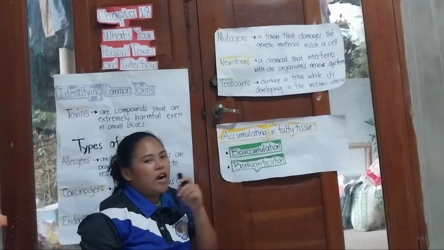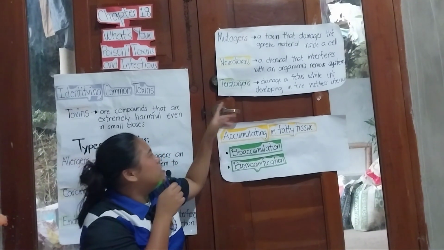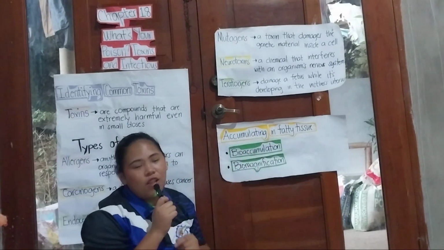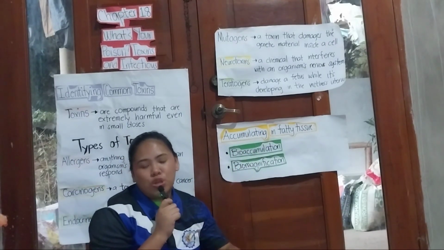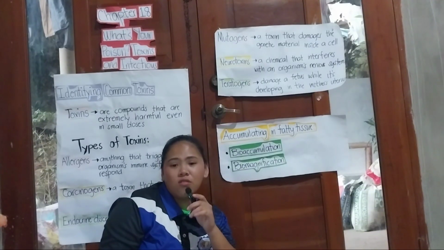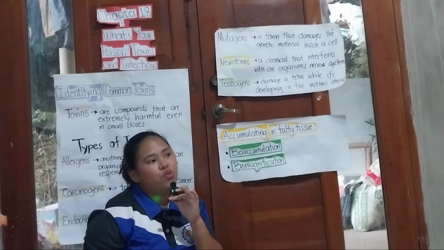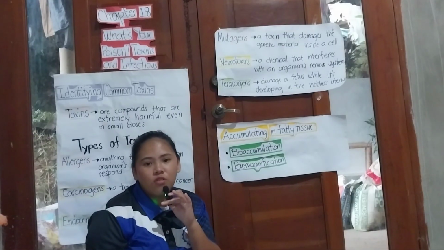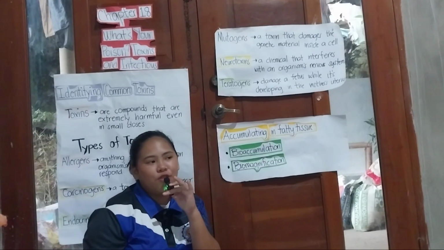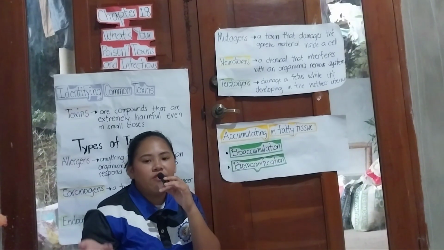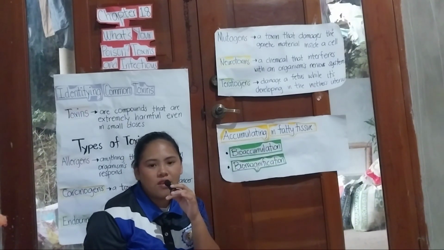Next one, we have here the teratogens. Teratogens damage a fetus while it's developing in the mother's uterus. So teratogens are toxins that harm a developing fetus during pregnancy. So the most common example of this is alcohol, which can cause birth defects and learning disabilities.